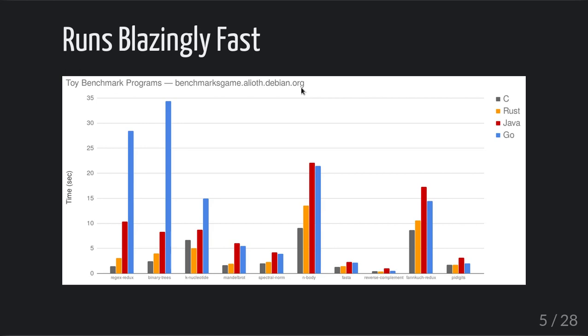Presumably lower is better. Lower is better, yes. Faster is better because less time. Can you really quickly read out what the benchmarks are called? They're just weird names. Regex Redux, binary trees, K-nucleotide, Mandelbrot, spectral norm, n-body, fasta, reverse complement, some weird thing I can't pronounce, and pi digits.